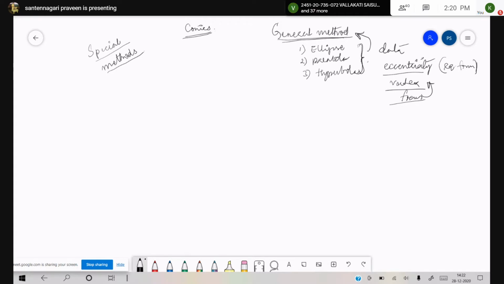This can be remembered in another way. From an examination point of view, if a question asks you to construct any of these three conic sections, giving data such as eccentricity, or directly the vertex or focus, the distance between the focus and the vertex and so on, then you can easily identify that he is asking you to construct these three conics in the general method. So this way also you can remember. This is about your general method.